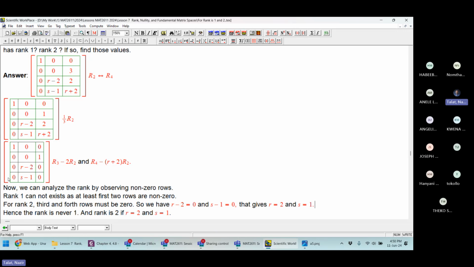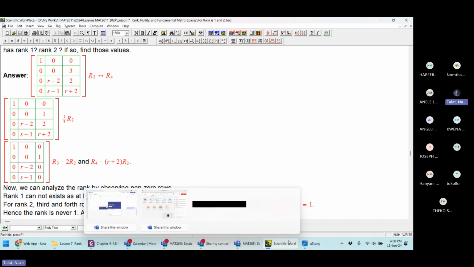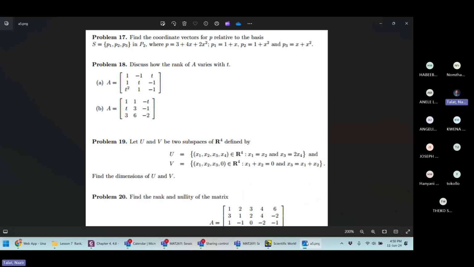You can check that this is in echelon form. If you put r equal to 2 and s equal to 1, then this row will become 0 and this row will become 0, so the rank of matrix A will become 2 in that case. So this is the example we can see in that direction. Similarly, in this problem, we need to apply the elementary row operation because rank tells us how many non-zero rows there are in an echelon form.